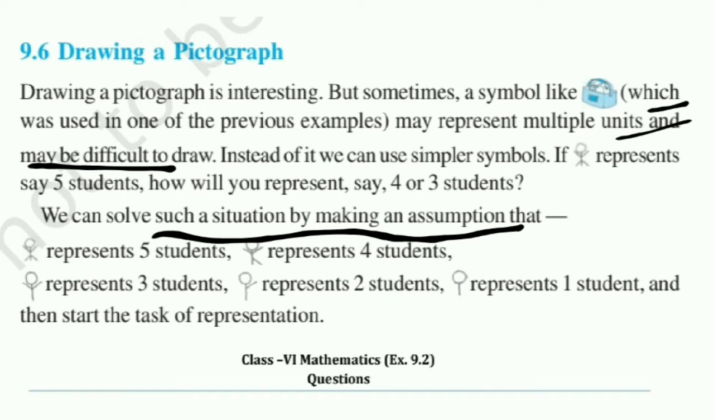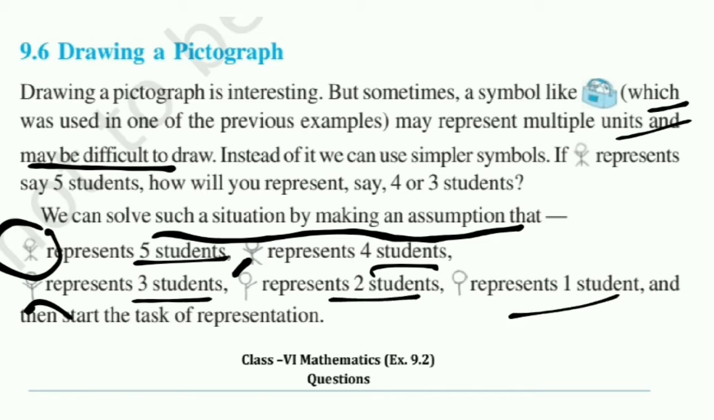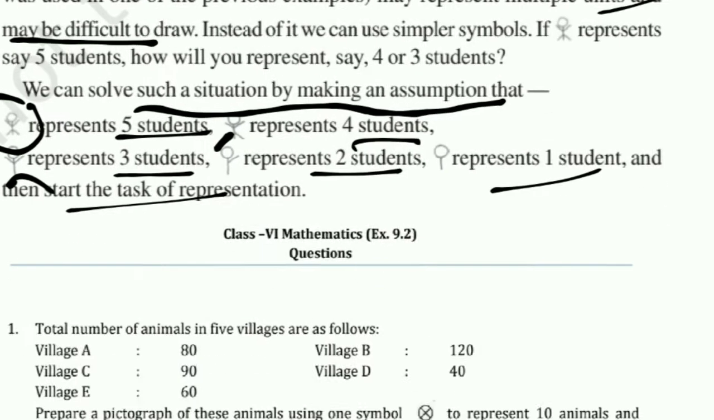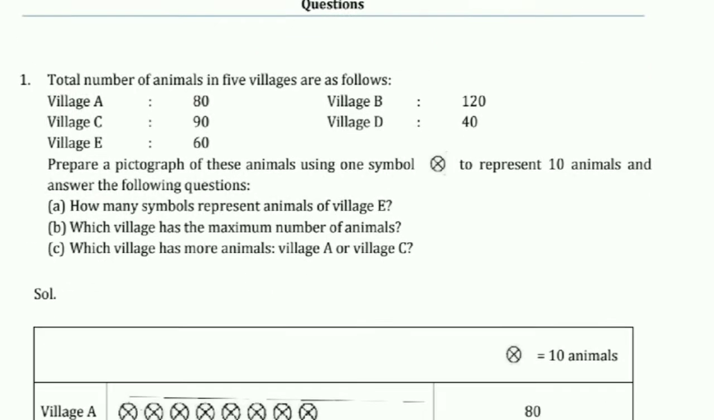So see, in this one picture represents 5 students. This one, it means one leg we have to remove, it means 4. Then both legs we have removed, it means 3. Like this, pictures we have described for pictograph. Now we start the exercise.